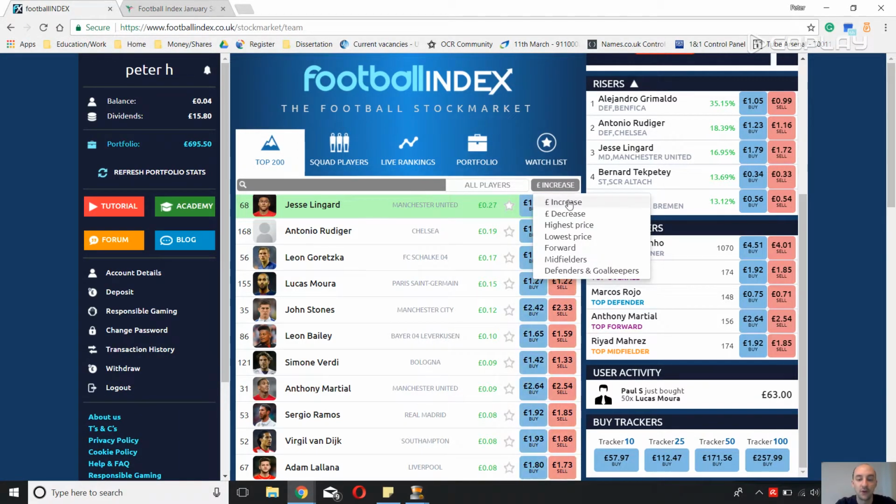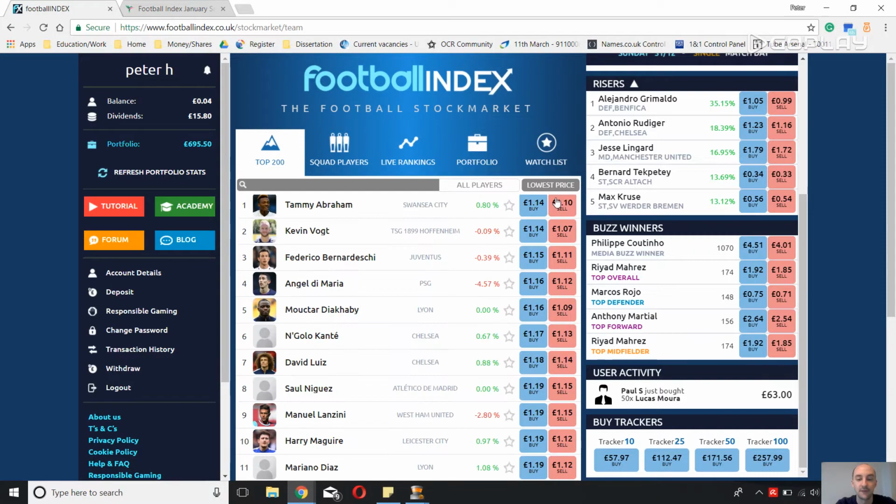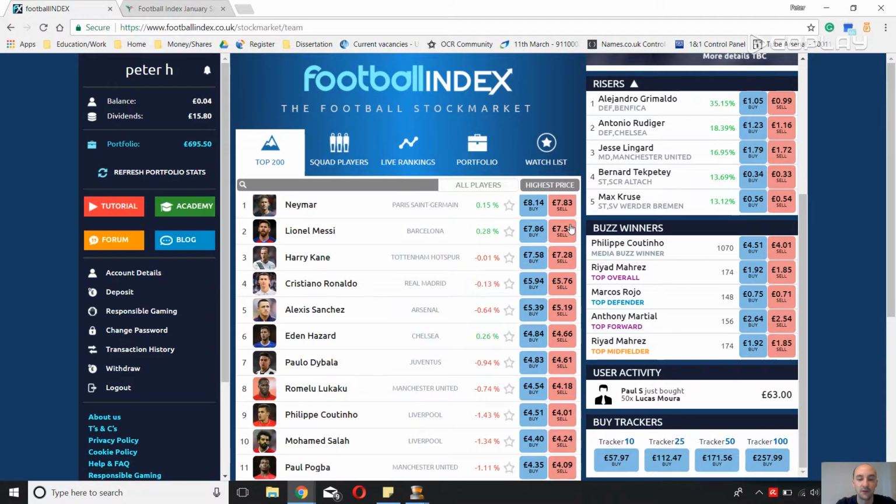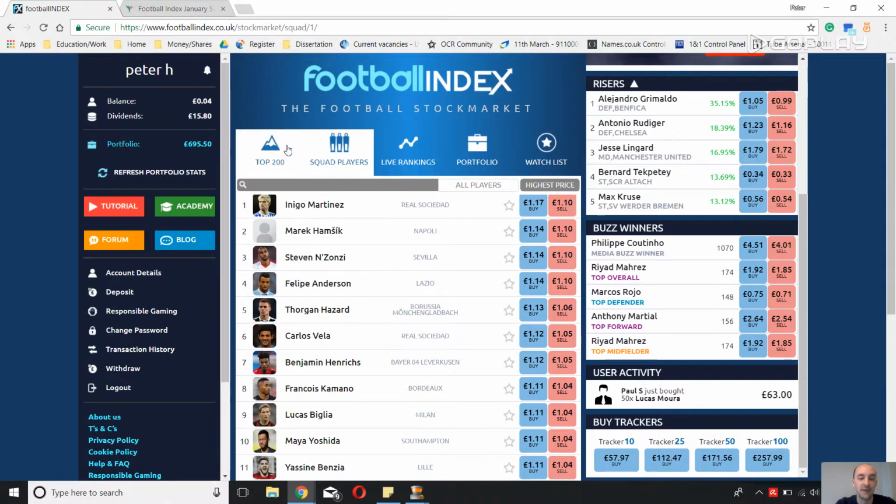You can also look on the lowest price, which is currently Tammy Abraham, who's £1.14 a share. And also refine it by forwards, midfielders, defenders and goalkeepers. We go back to the highest price. You see Neymar, the percentage has changed slightly because it's forever changing, the index. The next one over is squad players. If a player isn't in the top 200, they're most likely in the squad players. You can see the highest price so far on the squad players is Martinez, who's £1.17 a share.